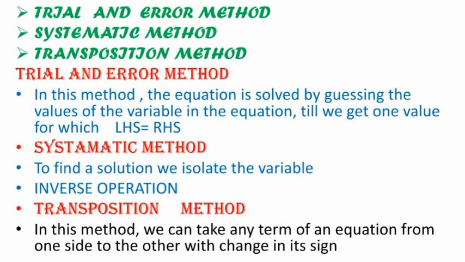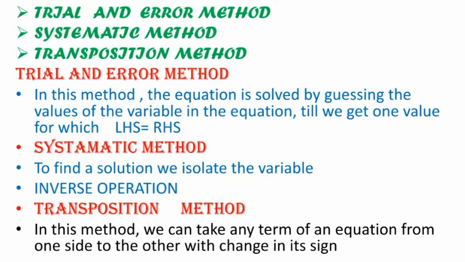Okay, now in the trial and error method, we have to guess the value, we have to assume the value of the variable and then we have to find the solution till we get LHS equal to RHS. Clear? Let me explain it one more time. In trial and error method, we have to guess the values. We have to assume that x equal to 0 or x equal to 1 or x equal to something, and then we will get the solution where LHS is equal to RHS.